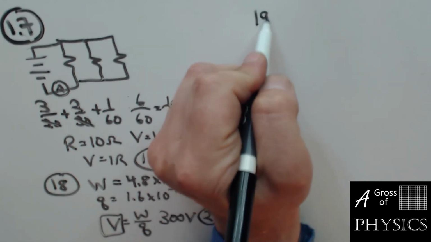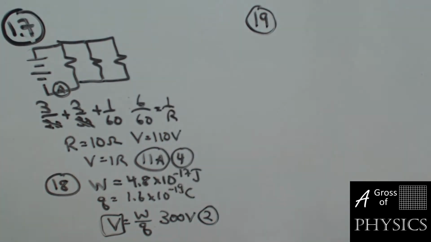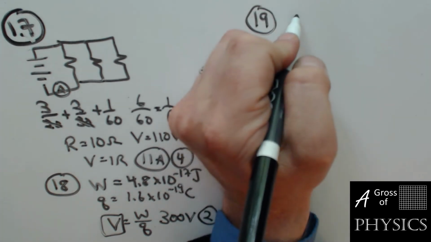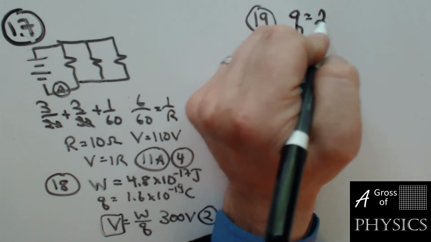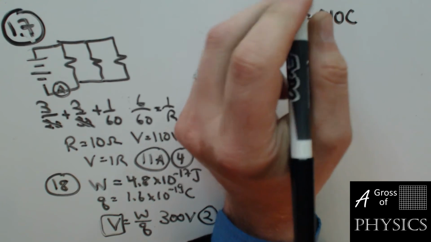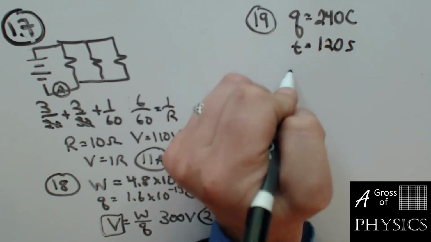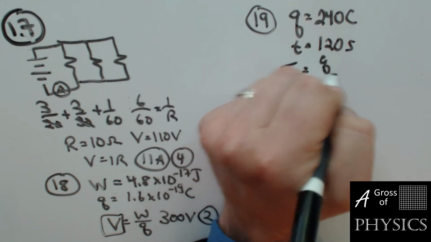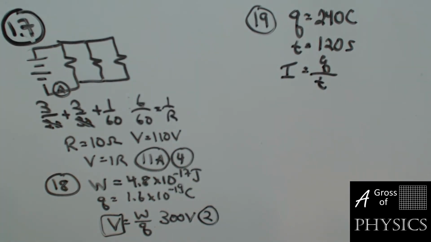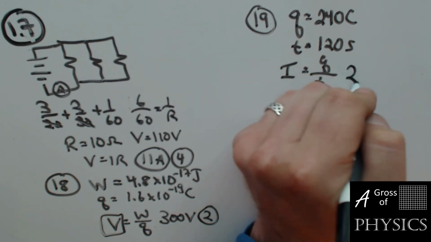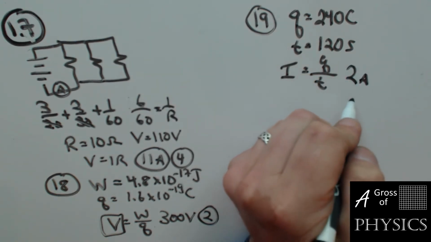All right, 19. What's the current through a wire if 240 coulombs, so Q is 240 coulombs, and time is 2 minutes, so it's 120 seconds. I equals Q over T. 240 divided by 120, 2 amps, which is choice 2.